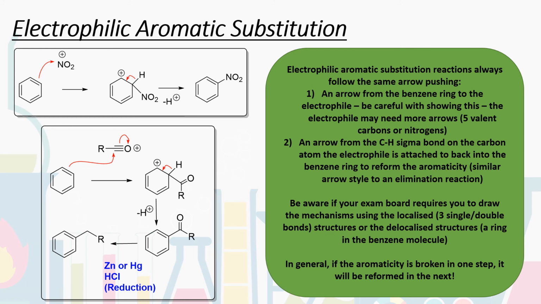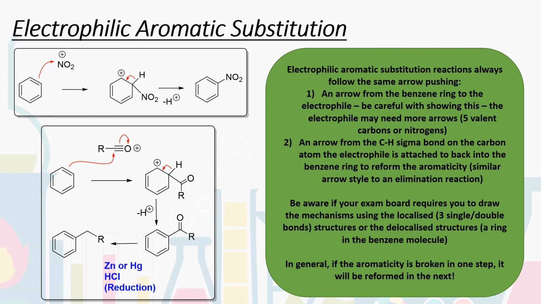And then the final one to look at is an electrophilic aromatic substitution. So here we are substituting one of the hydrogens on our benzene ring or aromatic ring for our electrophile. So it's essentially an electrophilic substitution, and because it's happening in an aromatic system, it's an electrophilic aromatic substitution. And these reactions always follow exactly the same arrow pushing. So I've got an example here of the nitration of benzene, putting an NO2 group on it, and also the Friedel-Crafts acylation of benzene, putting this acyl group on.